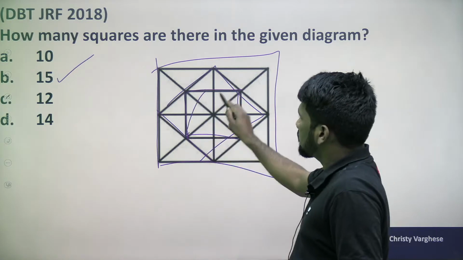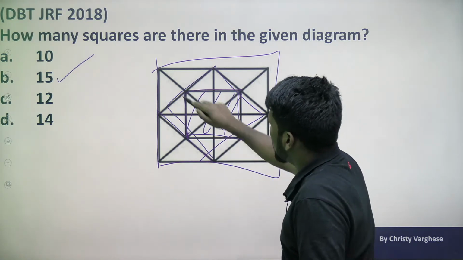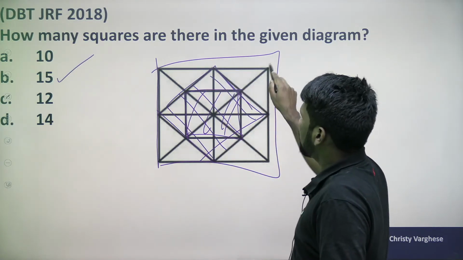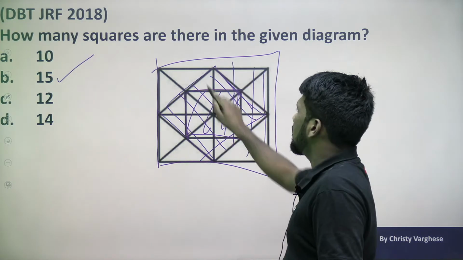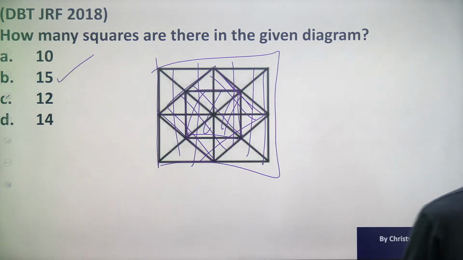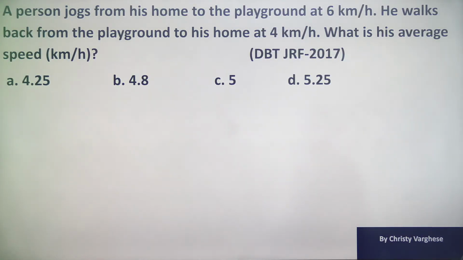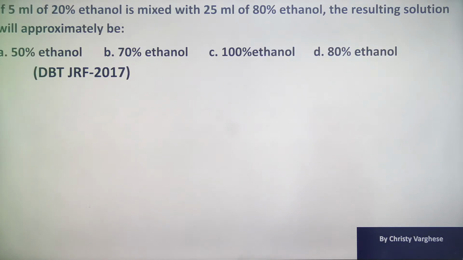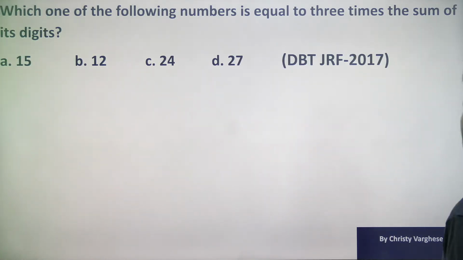14th square is this one. 15th square is this one. And 16th square is this big one, the biggest square. Sorry, 15th square. Okay, that is also clear. Then let's go to the next question. This one I will come back to. Now I will take some questions which can be done faster. Try this, all of you.